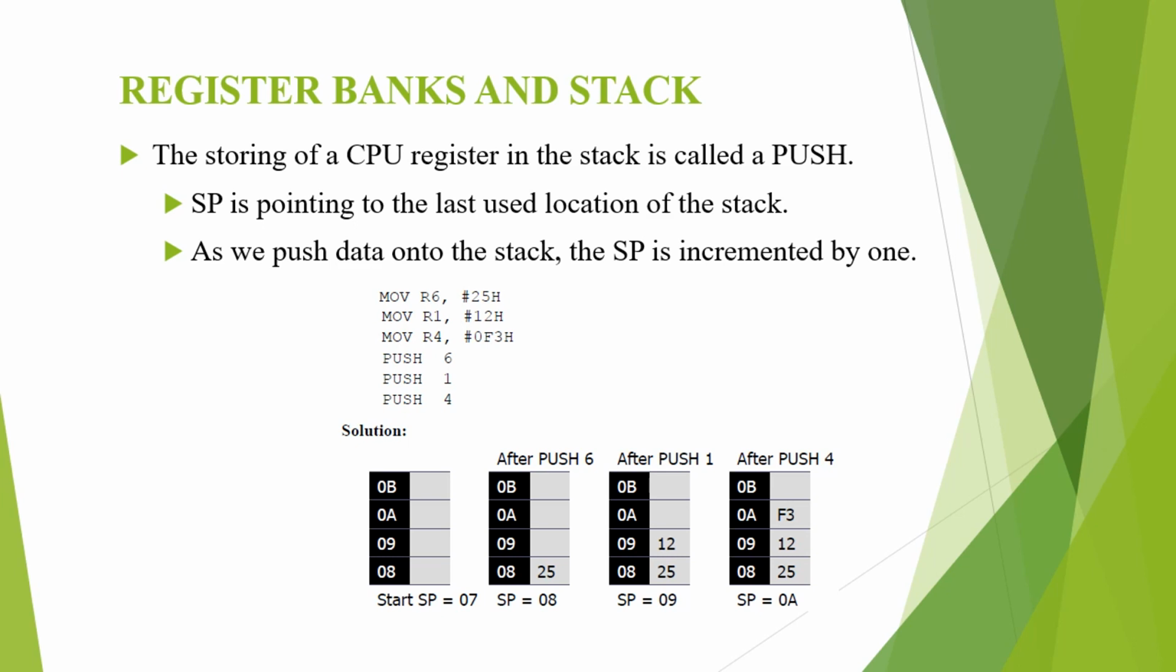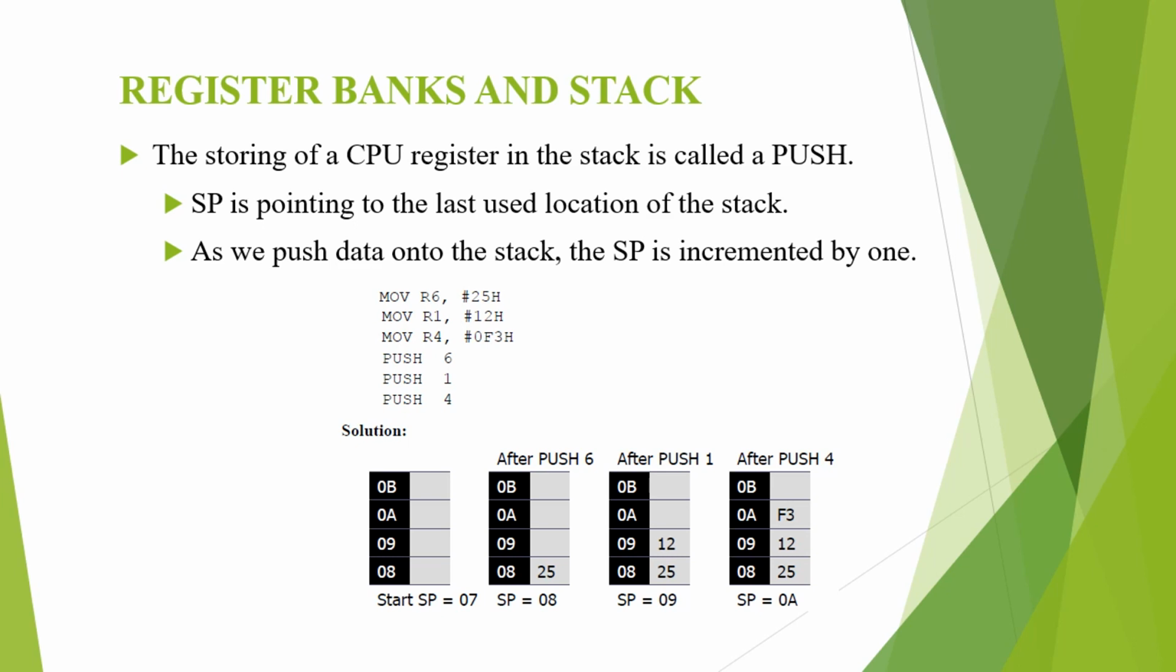When that instruction gets executed, the SP will be now pointing to the location 08H, that is SP equals 08, and the push 6 operation will result in the value of register R6, that is 25H, being moved to the location 08, which is currently pointed to by the stack pointer. So in location 08H, we'll get the value 25H, which is the content in register R6.